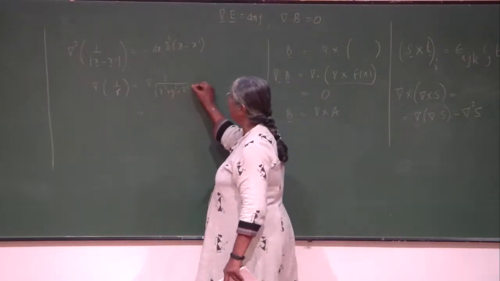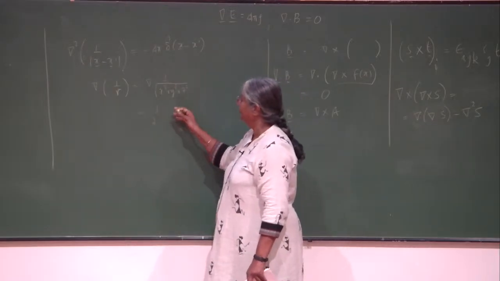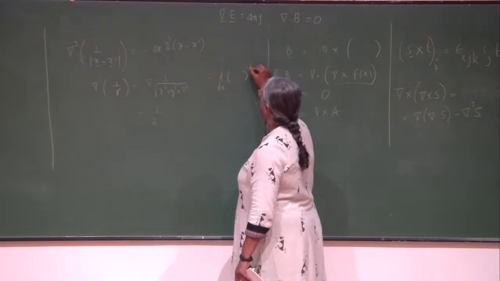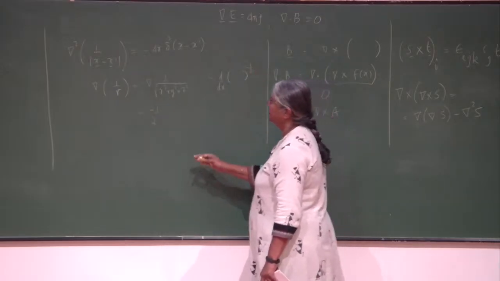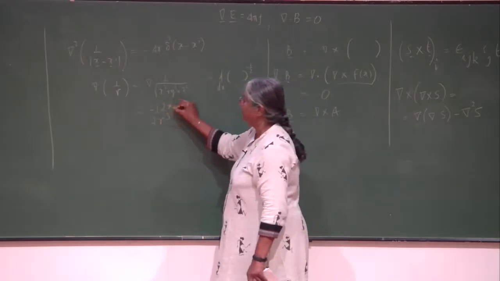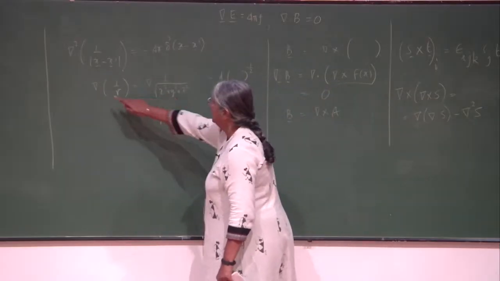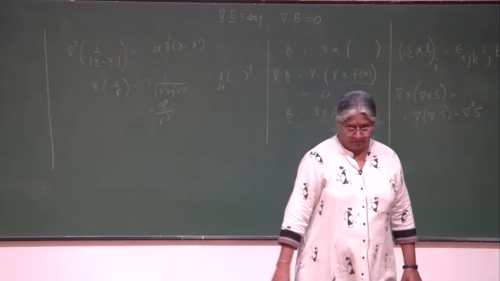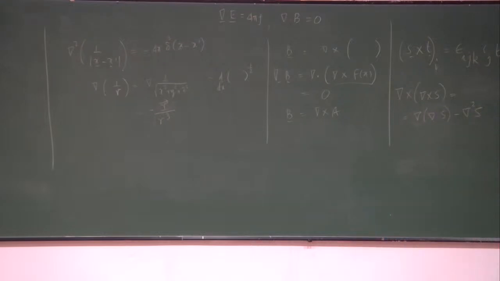Just d by dx of something to the power of minus half, right? So it will be minus half, something to the power of minus half minus 1. So this will be r cubed, right? And then the derivative of this object, which is 2x. And so the 2's will cancel, and it's a vector quantity, so you will only get r by r cubed. Is this clear? Everybody understood this? Okay? Fine.